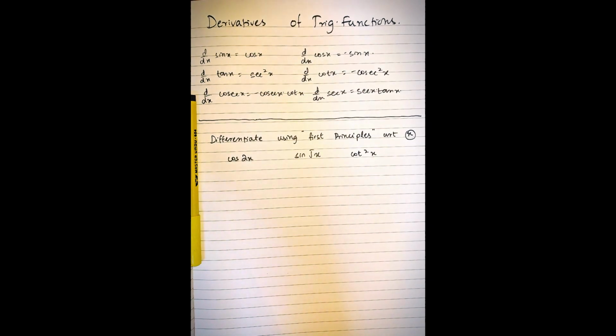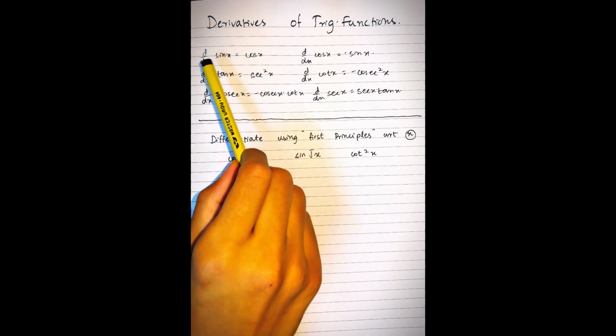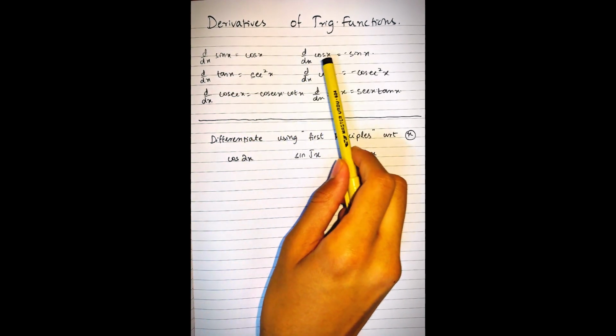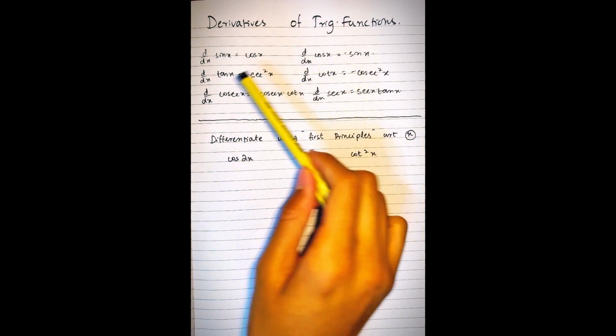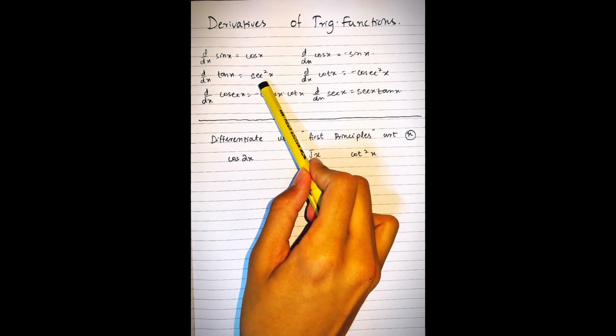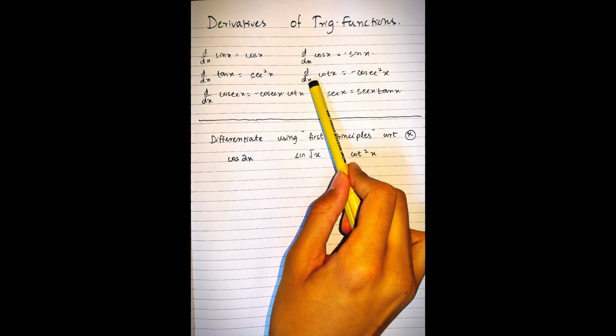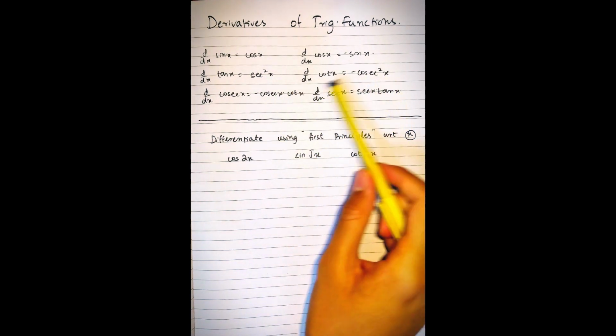Hello guys, in this video we are going to find the derivatives of the trigonometric functions. So the derivative of sin x would be equal to cos x, the derivative of cos x would be equal to negative sin x, the derivative of tangent x would be equal to secant square x, and the derivative of cot x would be equal to negative cosecant square x.